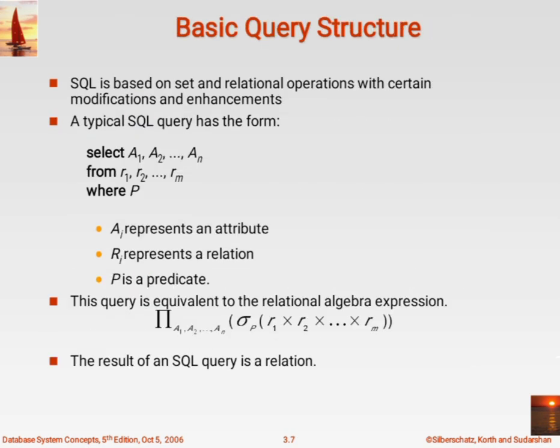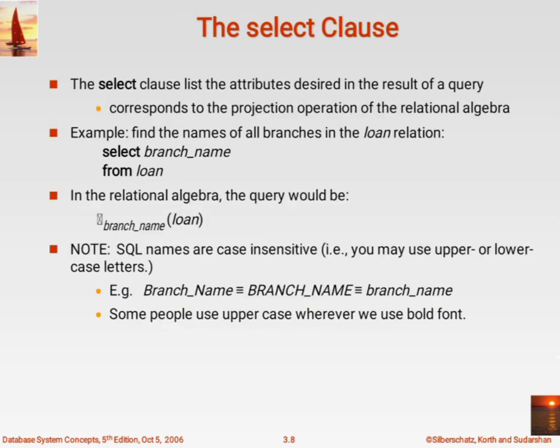Okay. Then this is the query structure. Select the attribute from whatever the relation, where p is the predicate. Predicate means whatever the condition we want to apply. Okay. Then this is the select clause. The select clause is used to select the list of attributes which we require in our query. Here the example has been taken: select branch name from loan. Loan is nothing but the relation, or table I can say, which I am using.